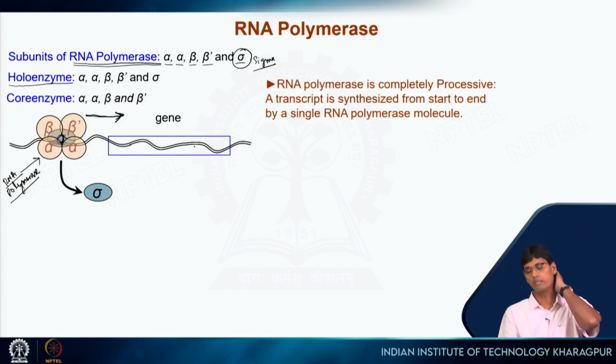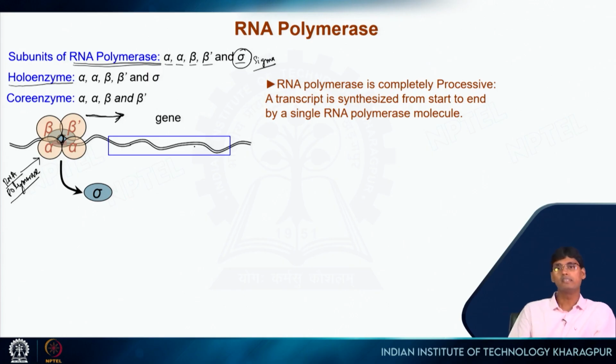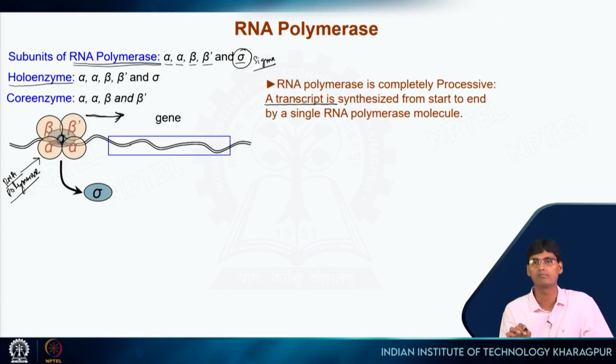Now, a few important things I should discuss about RNA polymerase: RNA polymerase is completely processive. So, what is the meaning of processiveness? That means our transcript is synthesized. Transcript means here the RNA, the result of the transcription, that is called the transcript. A transcript is synthesized from start to end by a single RNA polymerase molecule.